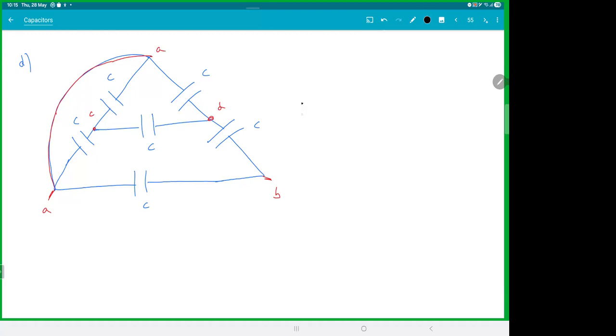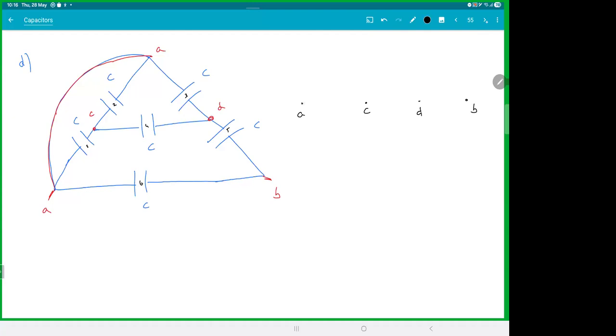So let's draw them. Remember, A and B should always be in the corner. C is next, D is next, because when you go from A to B, you get C and then you get D. So try to follow that order. Let's number the resistors or capacitors. Let this guy be 1, 2, 3, 4, 5, and 6.